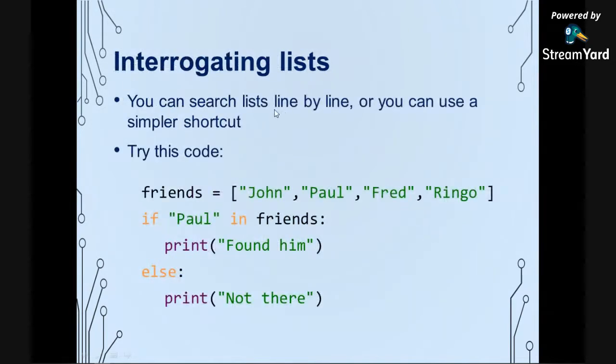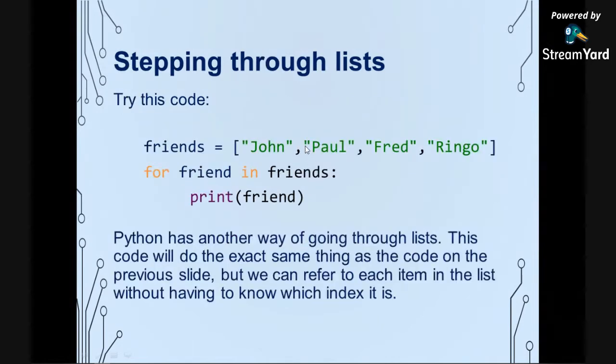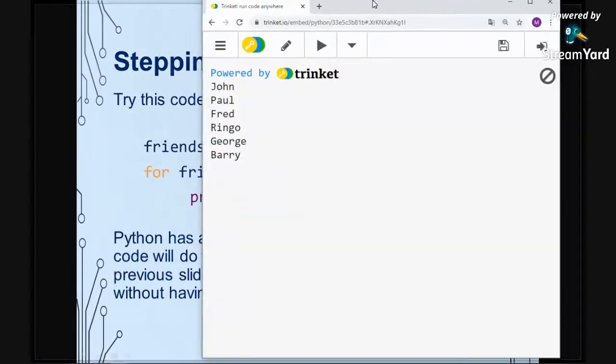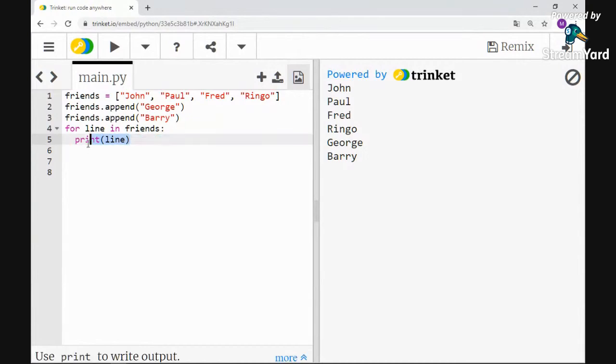We're going to look at also how you can search lists line by line, or you can try a simpler shortcut. So you can do this, where you go for line in friends, if, oh hang on, I'm going to change it to friend again just to make it a little less complicated. If friend, so if friend is equal to Paul, then I'm going to say print found him.